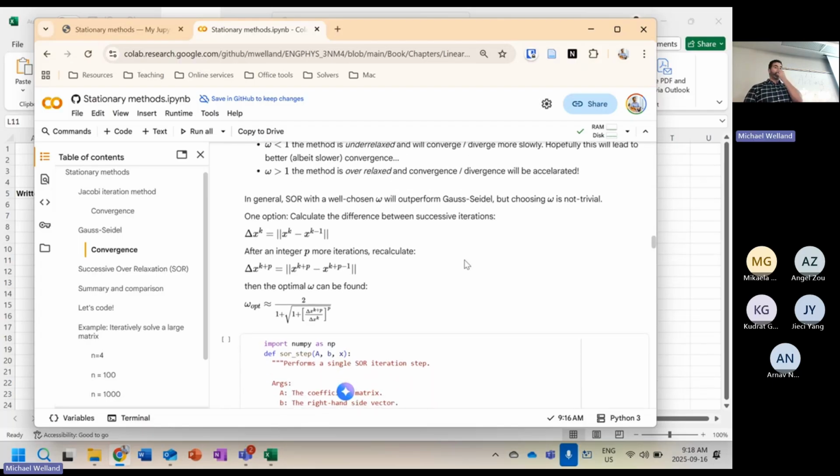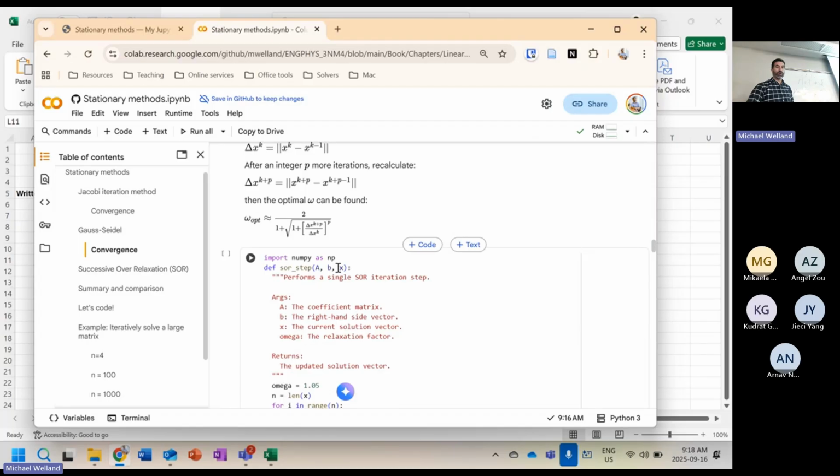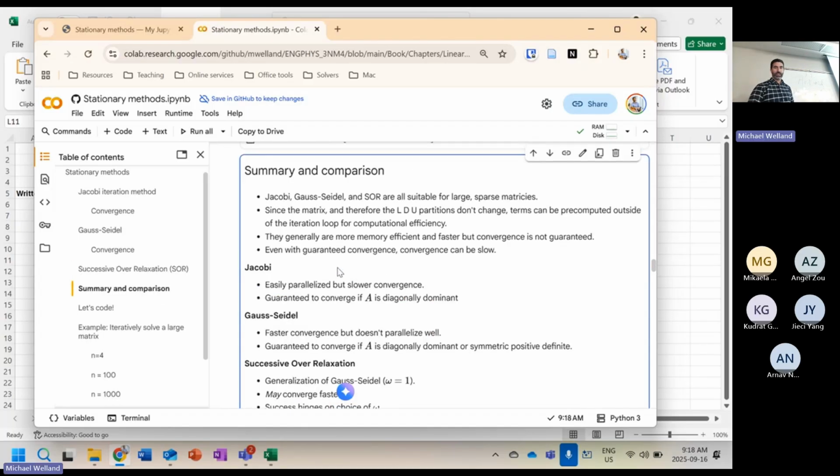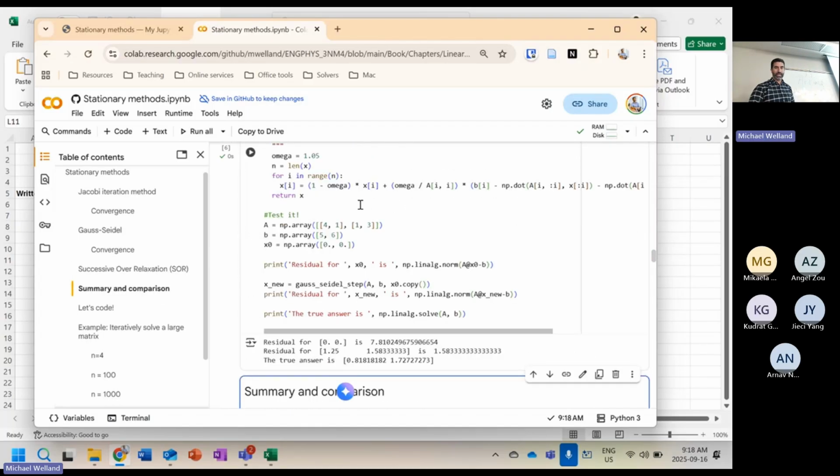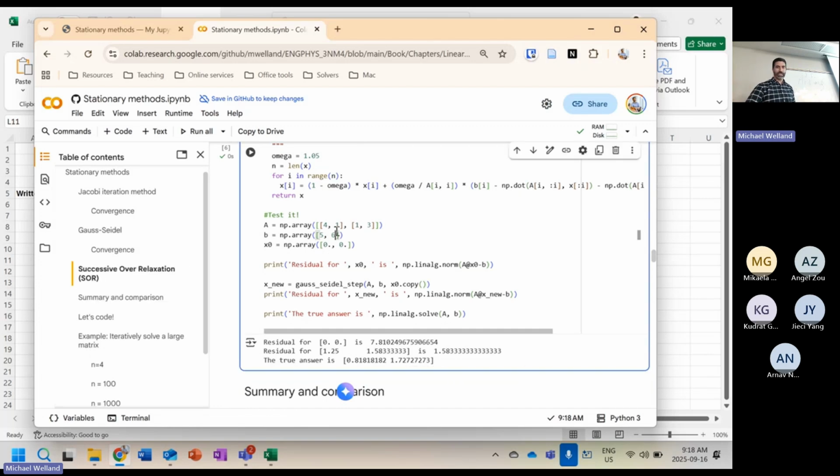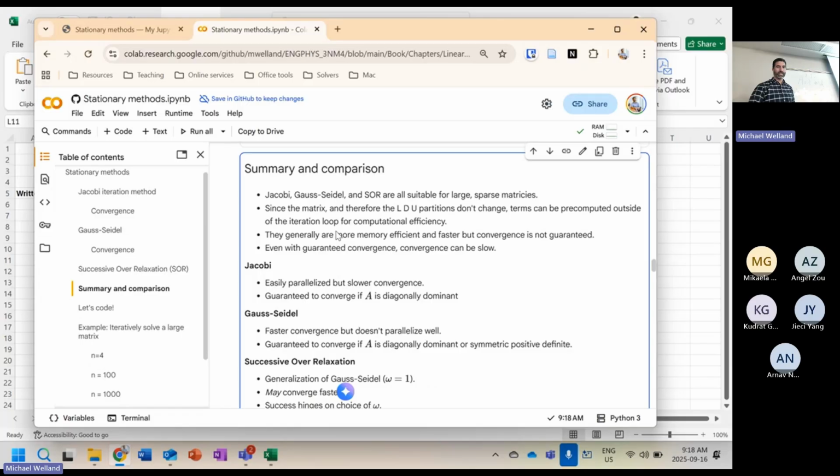Okay. In general, for a well-chosen omega, you're going to get better, but the magic is how you're going to do that. There is an optimal form here. I'm going to show you this. And sure enough, you have, again, done 2 iterations, so it's not actually helpful. Let's move on to the one that it is helpful.